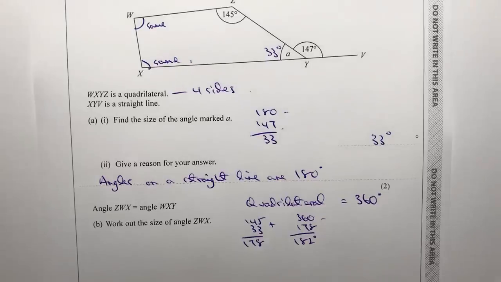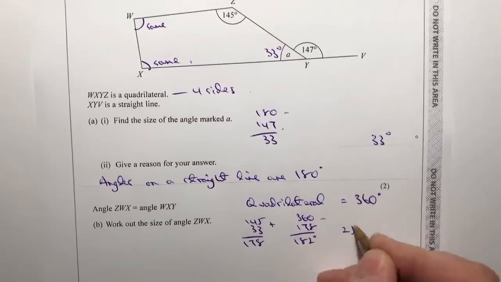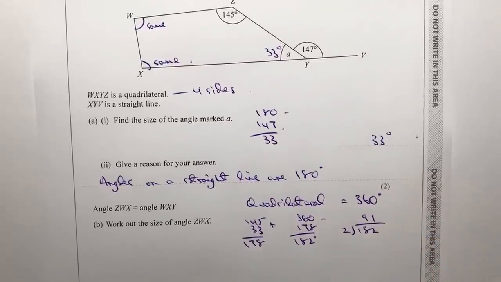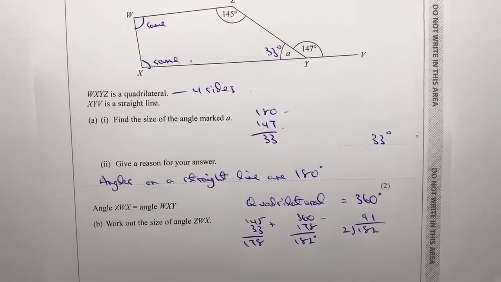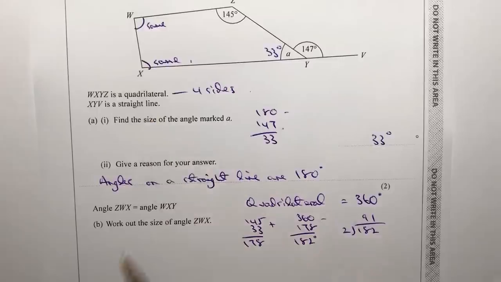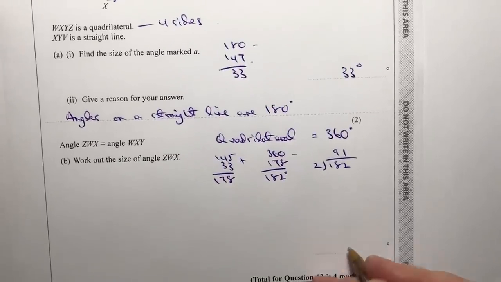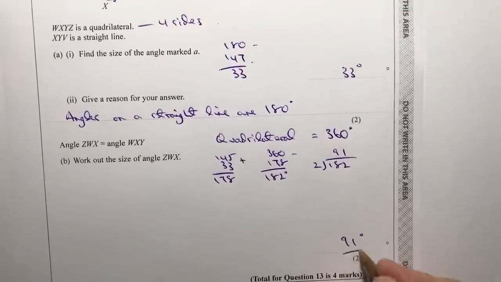Okay, so if I want to work out the value of each of those angles, which are the same, I'm just going to divide by 2. So 2 into 182 equals 91. So therefore, each of these angles, this one and this one, or this one and this one, are both 91 each. So the answer to my particular question is going to be 91 degrees.